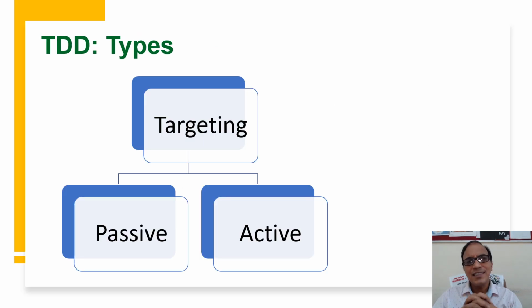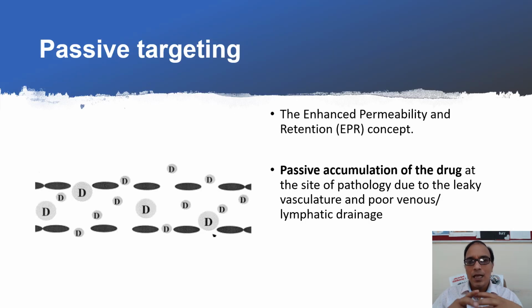Now let us see what are the types of targeting. Targeting can be done in passive and active way. So there are two types of targeting, passive and active. Now let us focus on the passive targeting.